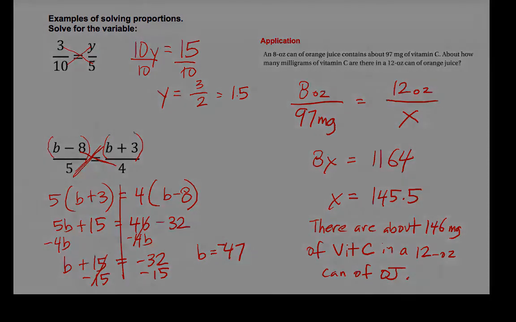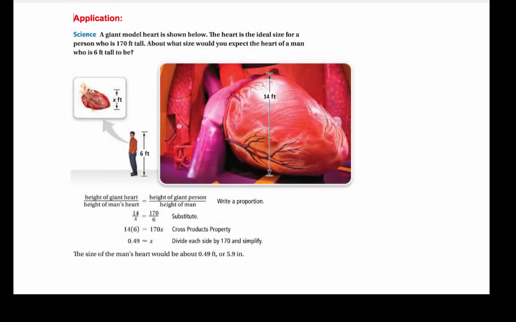Answer the word problems. Okay, so another application of proportions is when we get into what are called similar figures. In geometry, we'll talk more about similar figures. Similar figures involve what's called a scale factor, and that scale factor can be used to convert different ratios of sides and things. And the scale factor can be used to set up proportions. So here we have a science application.